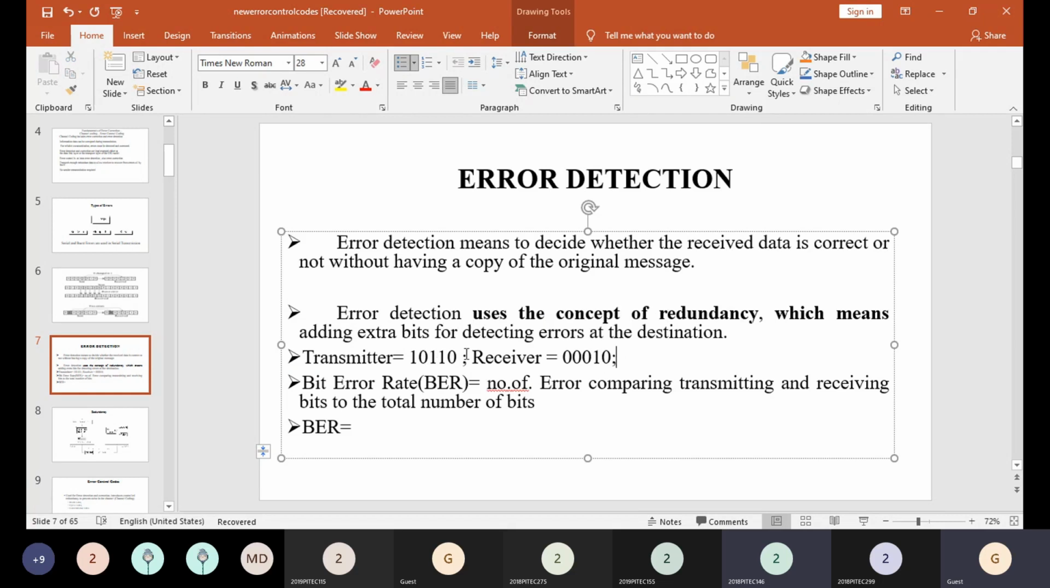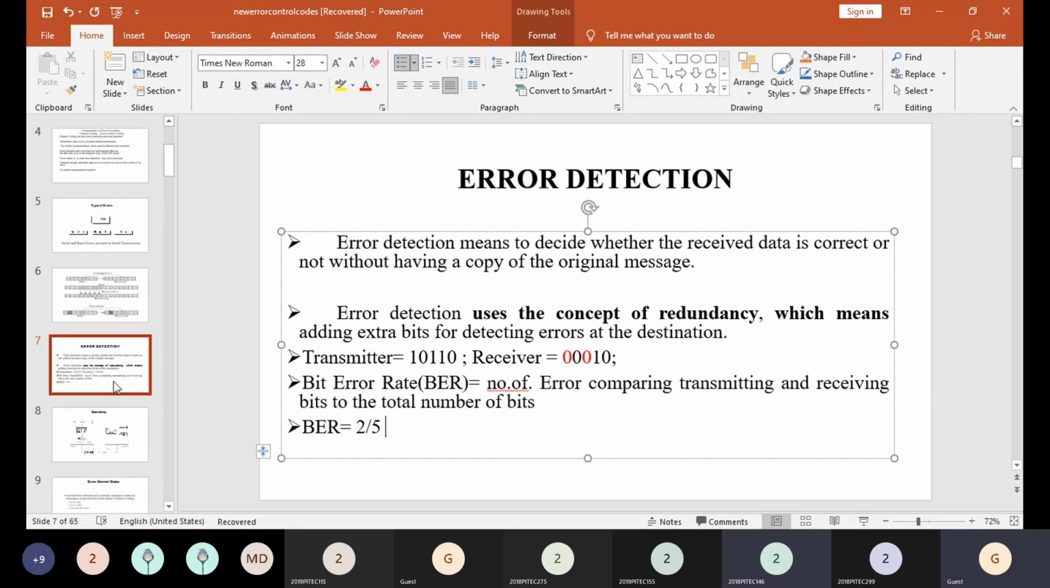So the error bits are, if you compare here, the first bit is in error actually. Then likewise, the third bit is also in error. So the remaining bits are the same. So the bit error rate is nothing but 2 by 5, that is around 0.4. Okay, so you give the bit error rate, or you can have it as 2 by 5. This is how you need to calculate the bit error rate.